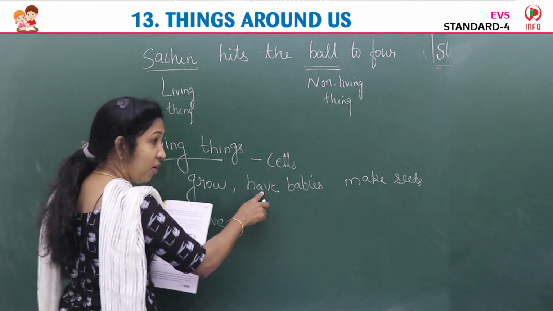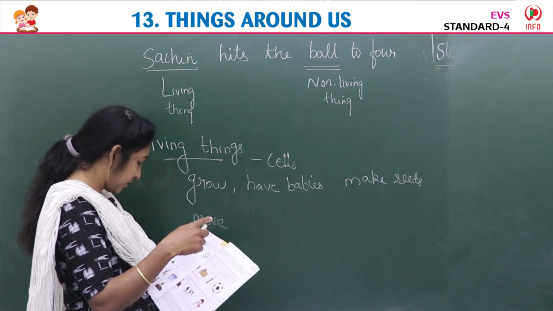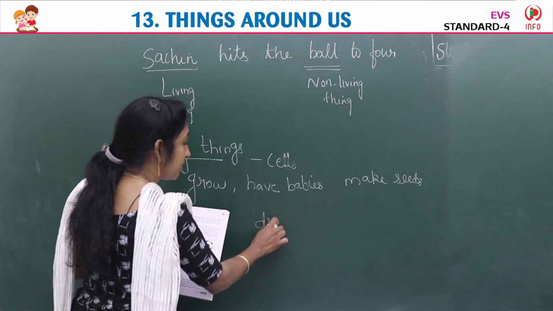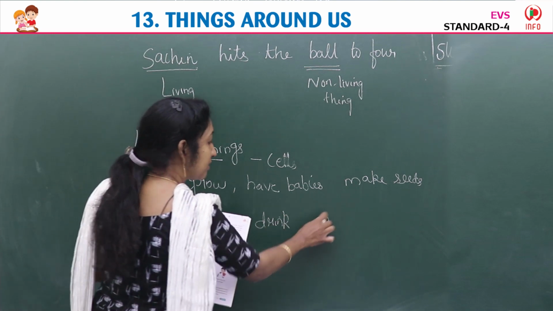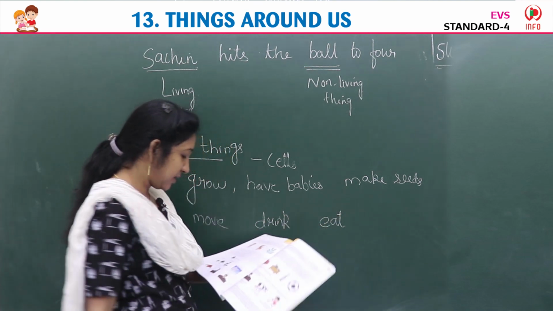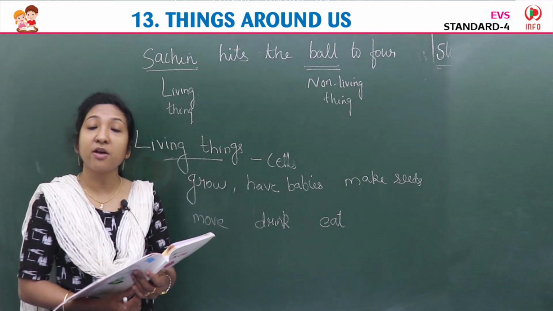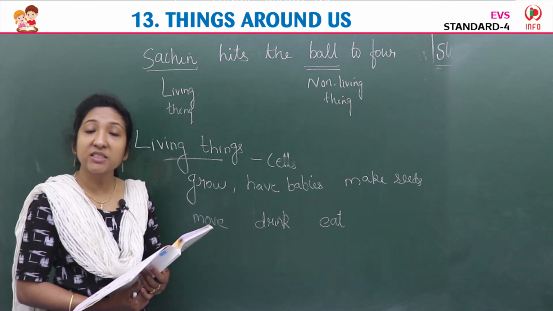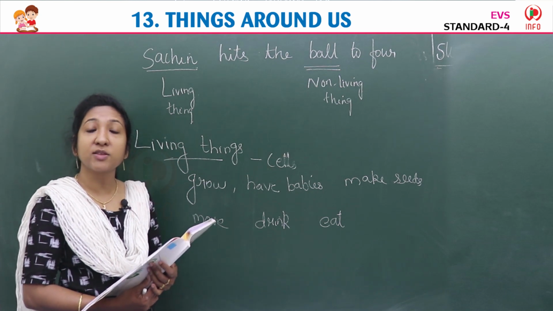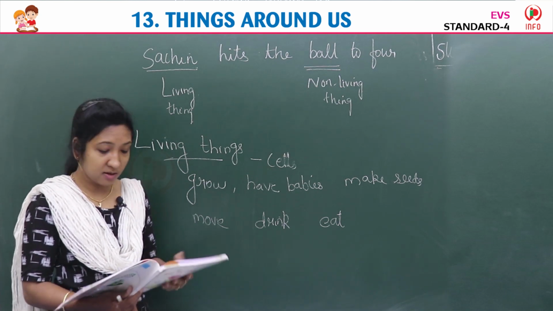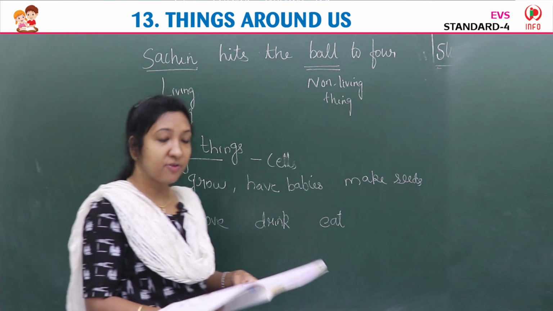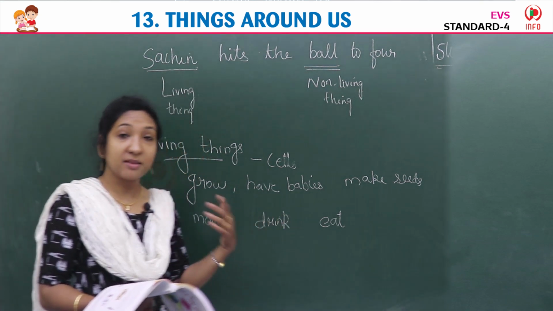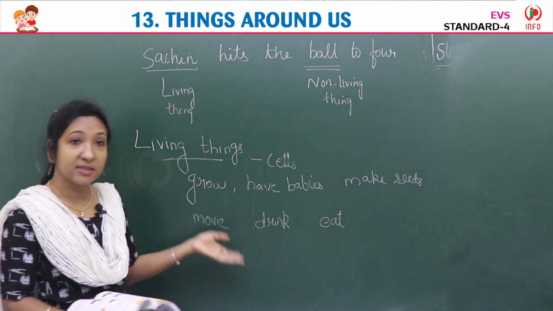They not only grow, they move also. They drink. Then they eat, isn't it? So these are the features of living things. They grow, they move, they eat, they drink, they produce young ones, or they have babies. Living things can do all these things.